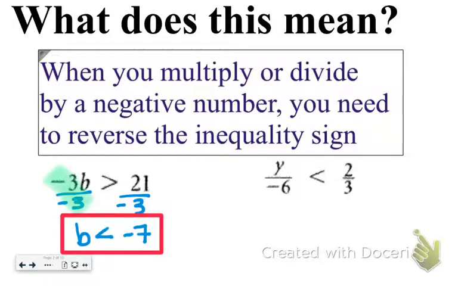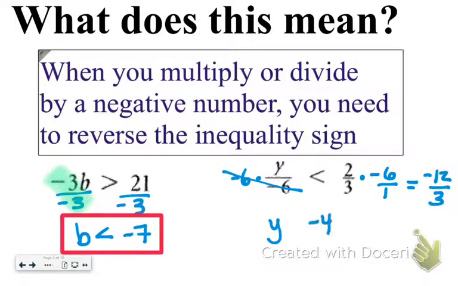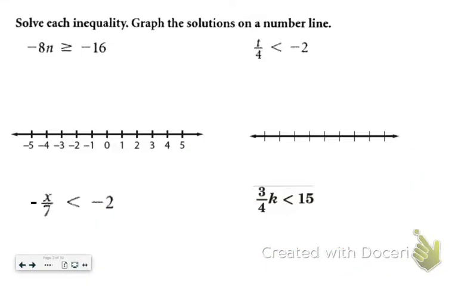If we look at our second example, y is being divided by negative 6, so the opposite would be to multiply both sides by negative 6. On the left side, the negative 6 then cancels out and we get just y. On the right side, reducing that multiplication of the fraction, we get negative 4. Because we multiplied by a negative, we have to flip our sign, so it changed from less than to greater than. So let's solve each of these inequalities.